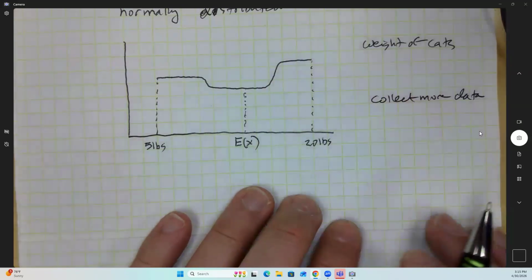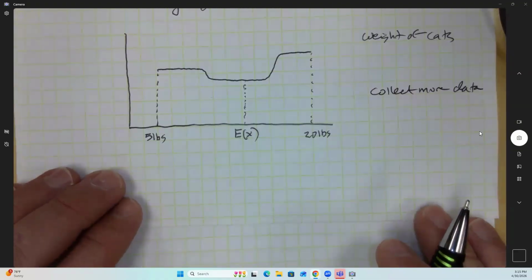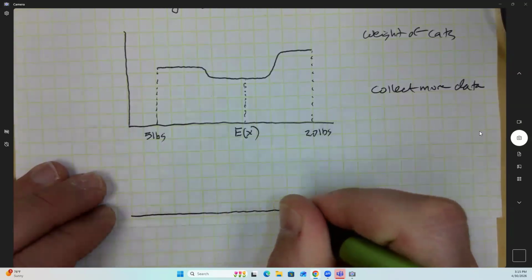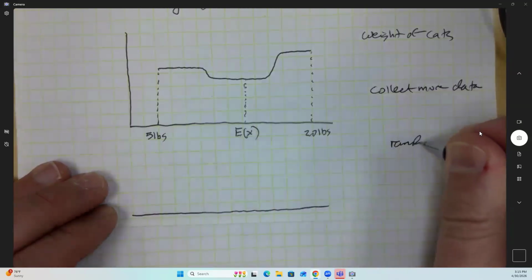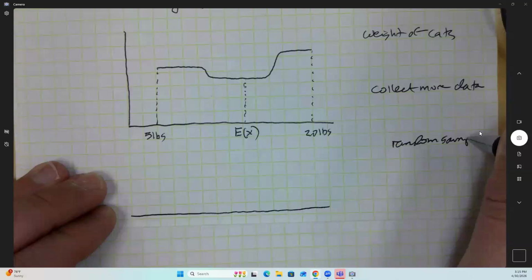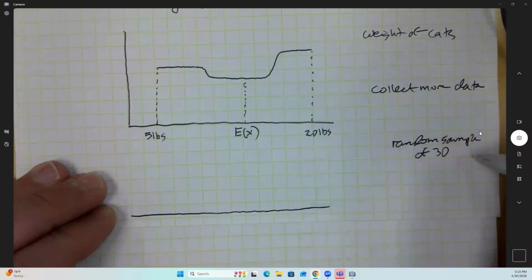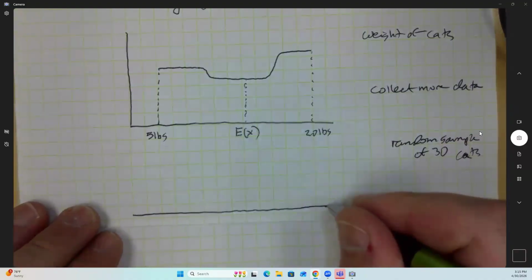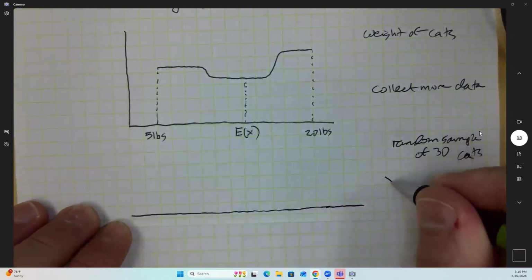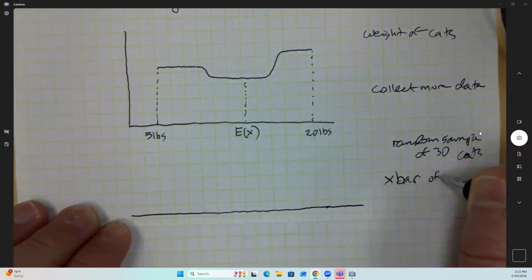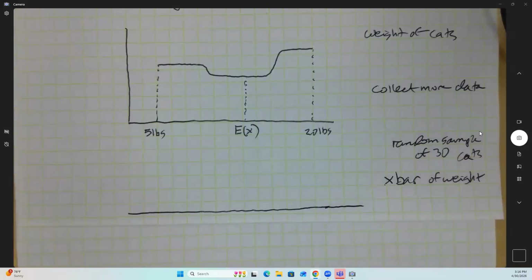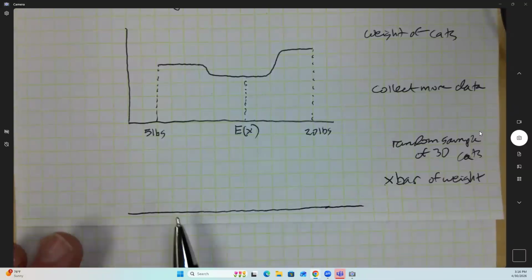Instead of just picking one cat, let's pick a sample. How about 30 cats? All right, let's pick a random sample of 30 cats. I pick 30 because that's kind of our cutoff for enough data to do pretty good statistics. And let's find the sample mean of the weight. So the X bar, not the weight of an individual cat, but the sample mean. Where do you think that sample mean is going to be on this range?